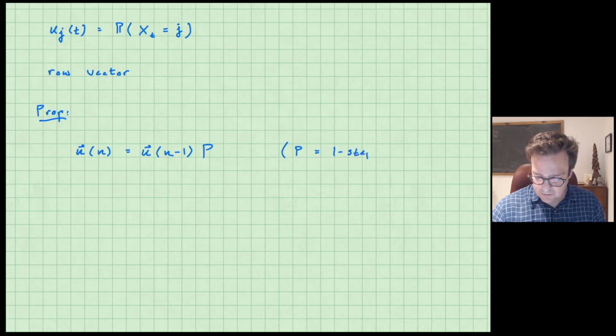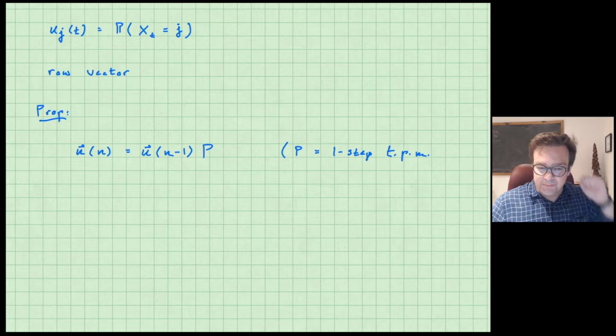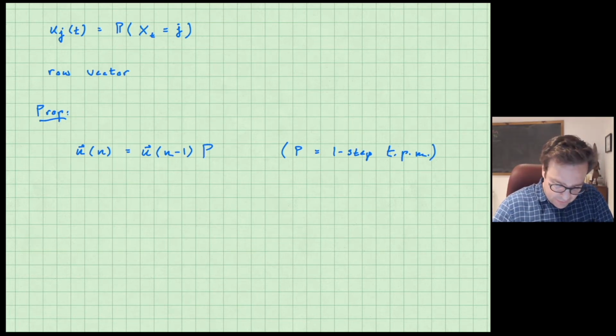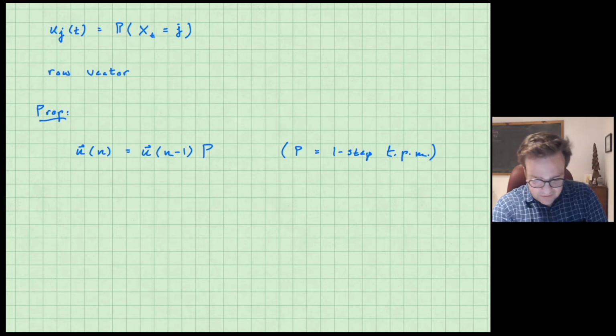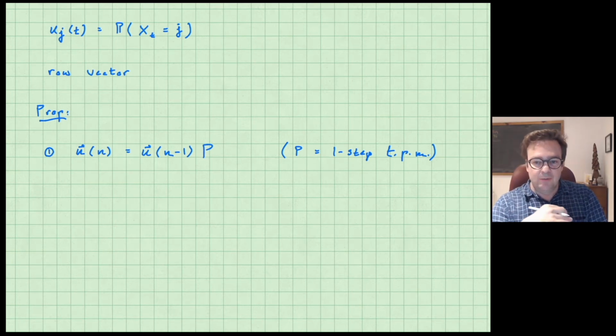Just so it's clear what that is. Right, and so we're immediately writing matrix multiplication with this thing. So this is the first part of this proposition. Basically what it's saying is if you have the state occupation distribution at time n minus 1, if you multiply it by the one-step transition probability matrix, you get the vector at the next time, right?